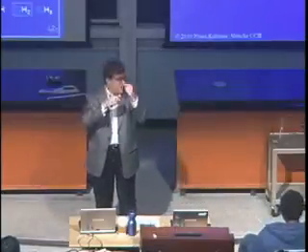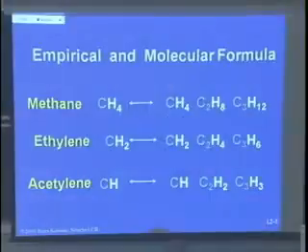And this will give you an empirical formula. That ratio will give you an empirical formula insofar that the molecule itself might have a multiple of this ratio. So the empirical formula, for example, for methane, would be carbon to hydrogen 1 to 4. For ethylene, carbon to hydrogen 1 to 2.